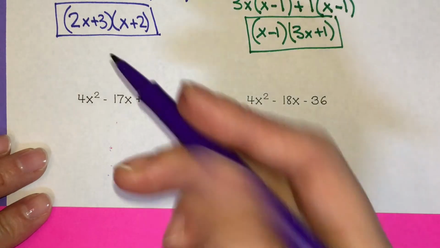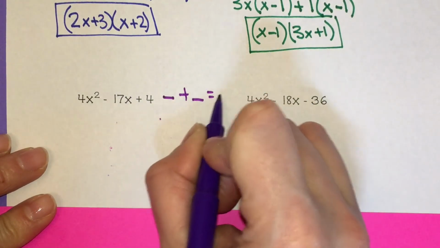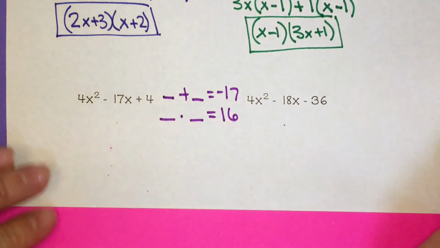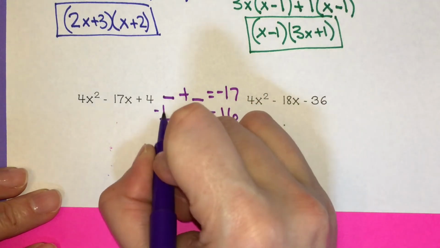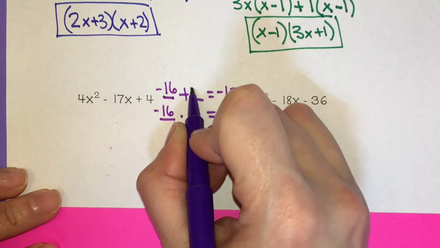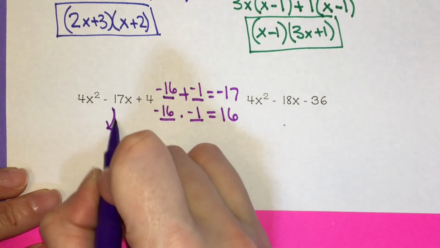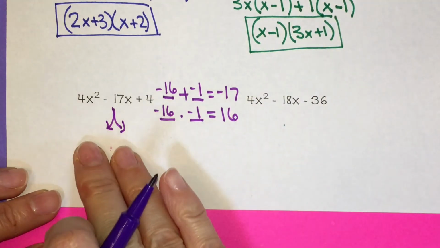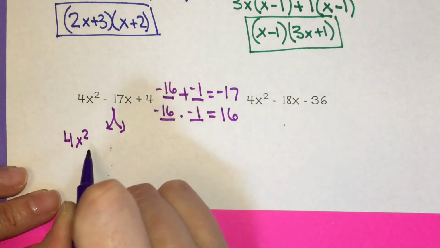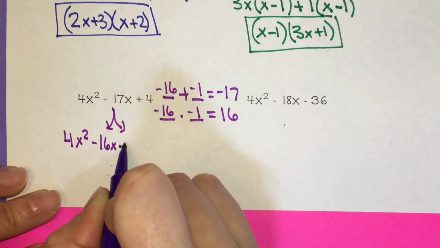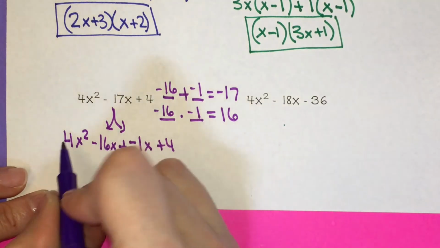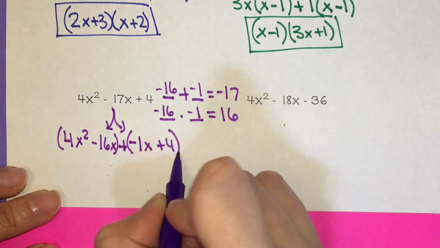Our third one, we have to figure out what we add together to equal negative 17. Multiply together to equal 4 times 4 is 16. So I'm going to say negative 16 times negative 1 is positive 16. Negative 16 plus negative 1 is negative 17. Again, it doesn't matter which order you put your numbers in, you'll still get the final answer the same. 4x squared minus 16x, I need to have a plus in the middle, so plus negative 1x. Bring down the plus 4. I'm going to put parentheses around the first 2 and the last 2 terms.